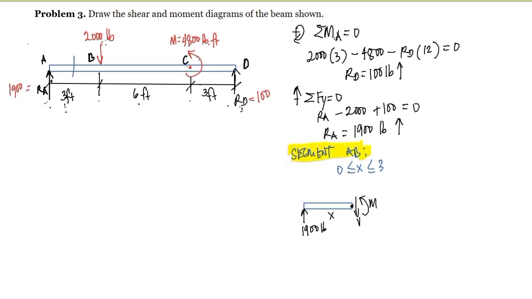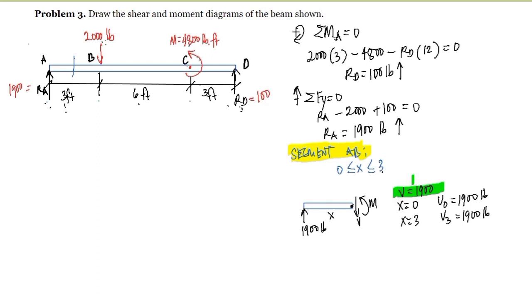Now, summation of forces vertical, so we have the shear is equal to 1,900 pounds. So meaning at x is equal to 0, the shear at 0 is 1,900 pounds. And the shear at x is equal to 3, we have here shear at 3 is still 1,900 pounds because as you can see here in our shear equation, we have the constant 1,900 pounds from 0 to 3.